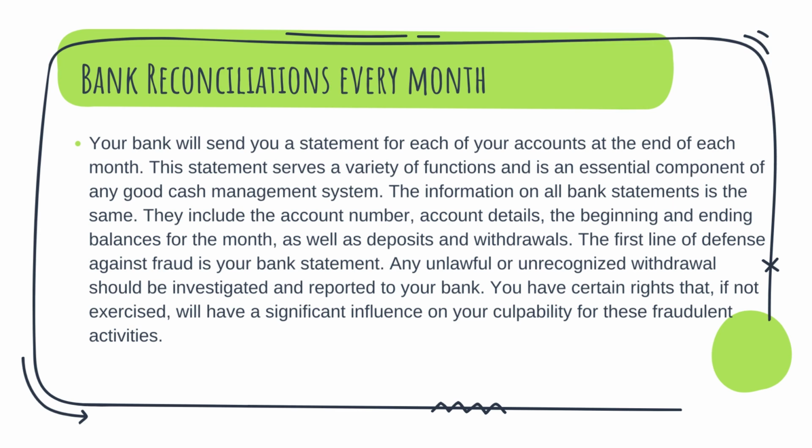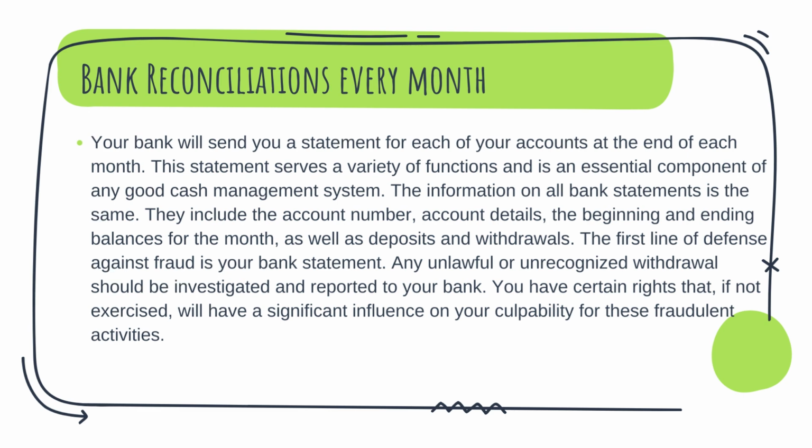Bank reconciliations every month. Your bank will send you a statement for each of your accounts at the end of each month. This statement serves a variety of functions and is an essential component of any good cash management system. The information on all bank statements is the same. They include the account number, account details, the beginning and ending balances for the month, as well as deposits and withdrawals. The first line of defense against fraud is your bank statement. Any unlawful or unrecognized withdrawal should be investigated and reported to your bank. You have certain rights that, if not exercised, will have a significant influence on your culpability for these fraudulent activities.